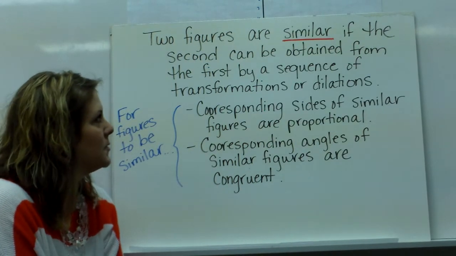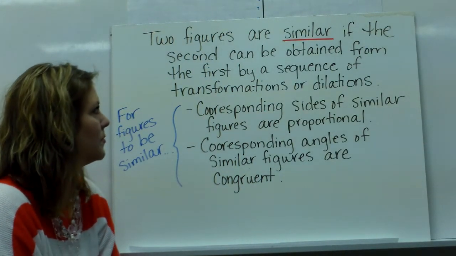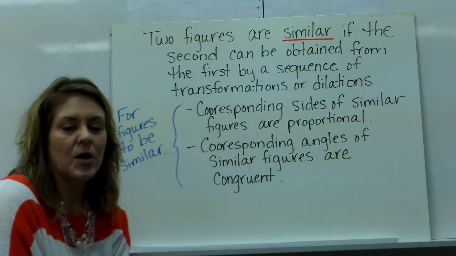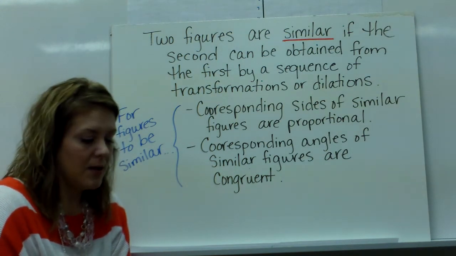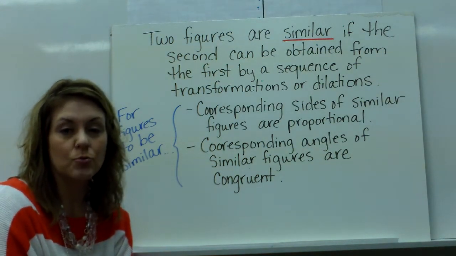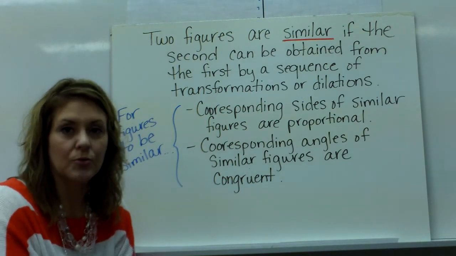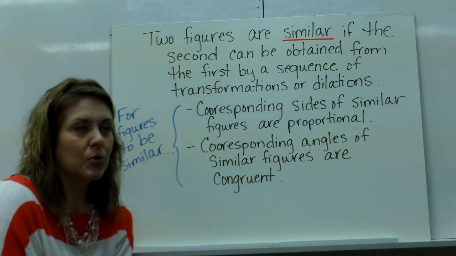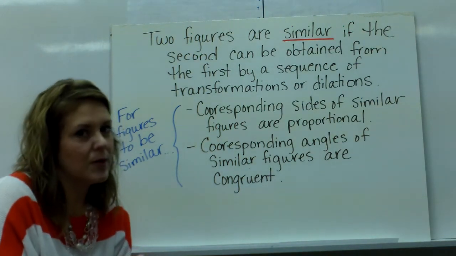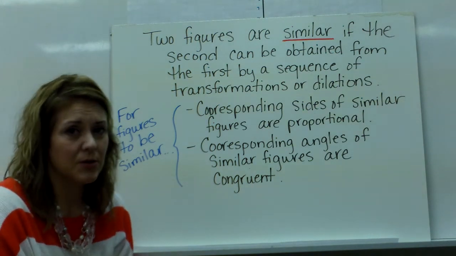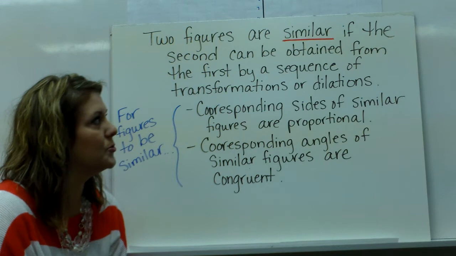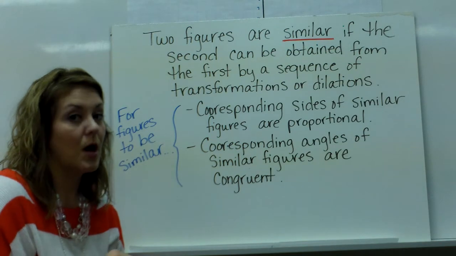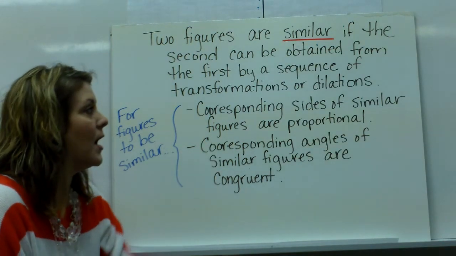Similar. Two figures are similar if the second can be obtained from the first by a sequence of transformations or dilations. So remember what we've talked about up to this point. If you translate, reflect, or rotate, you have a congruent figure. Your new image will be congruent to the pre-image. Congruence and similarity: if it's congruent, it can be similar. If it's similar, doesn't necessarily mean that it's congruent. So do remember that a translation, reflection, or rotation does give you a congruent and a similar figure.